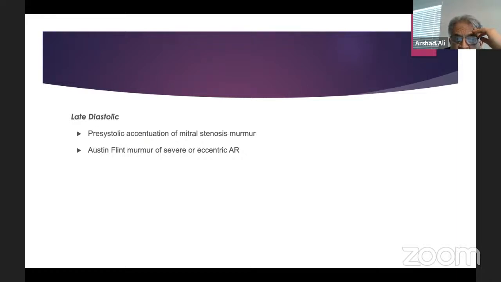Then the mid-diastolic murmur of mitral stenosis will accentuate at the pre-systolic phase because of the atrial systole. And this is one of the classical auscultation findings in patients with mitral stenosis, particularly rheumatic mitral valve disease. And then the Austin-Flint murmur of severe aortic regurgitation will also accentuate because of atrial systole.